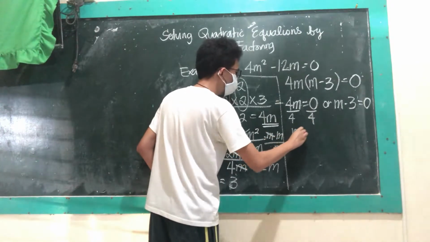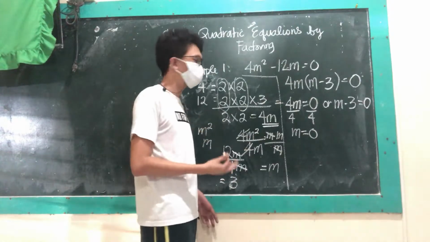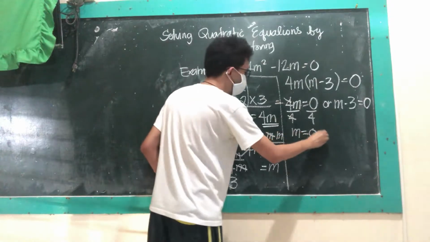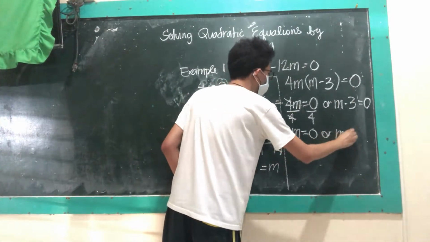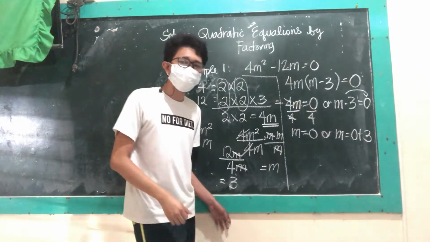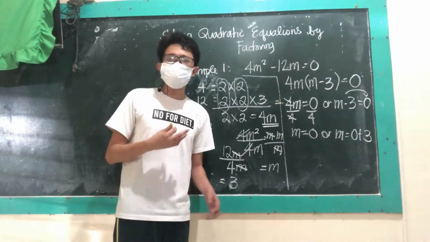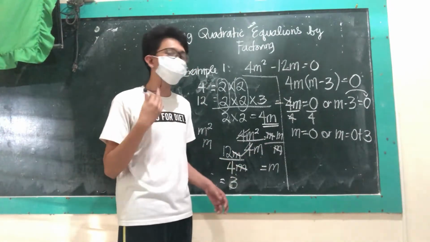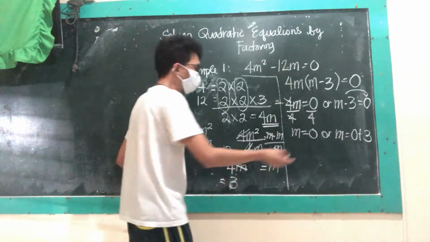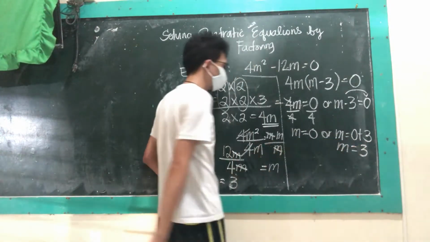So we have m is equal to 0, since 0 divided by 4 is 0, and then we cancel 4 here. So m is equal to 0 or m is equal to 0 plus 3. We transpose negative 3 to the other side of the equation. Transposition means we transfer one term to the other side of the equation and change its sign. So from negative 3, it will go to positive 3. So m is equal to 0 plus 3, or m is equal to 3.